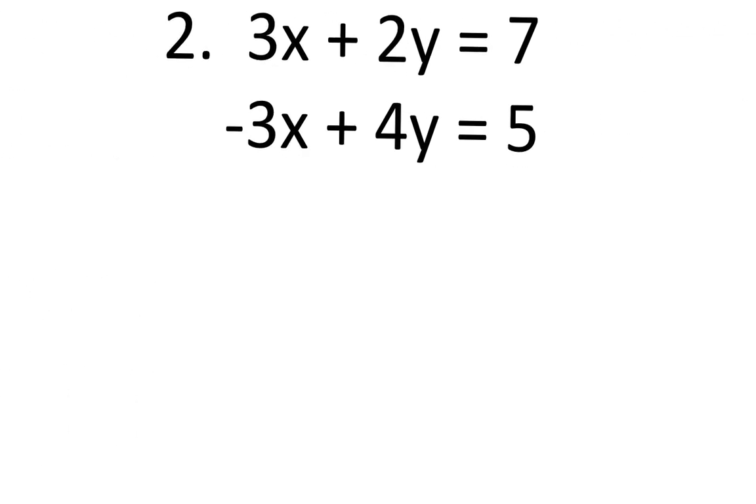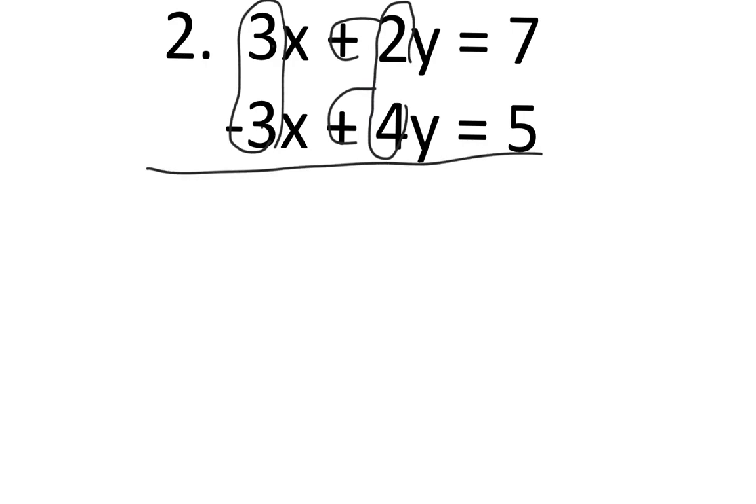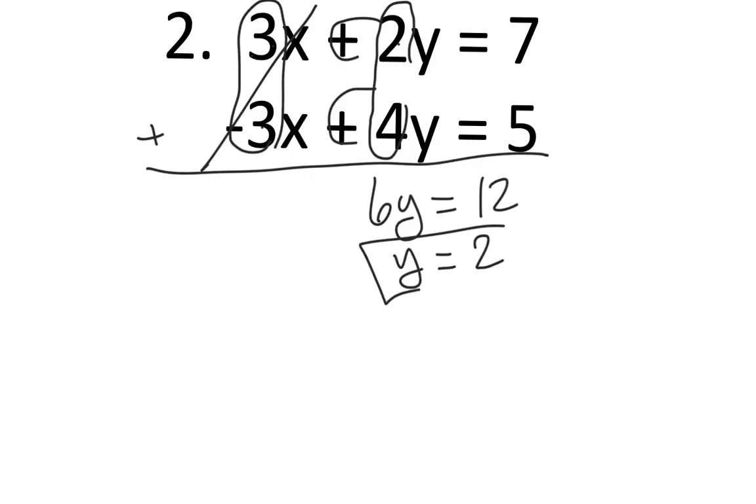All right, number 2. Again, we always look at the coefficients and their sign. And we want the same integer, 1 plus and 1 minus. So we've got that here. So we can just add these equations together and these will cancel out. Then 2y plus 4y is 6y. 7 plus 5 is 12. So y equals 2.